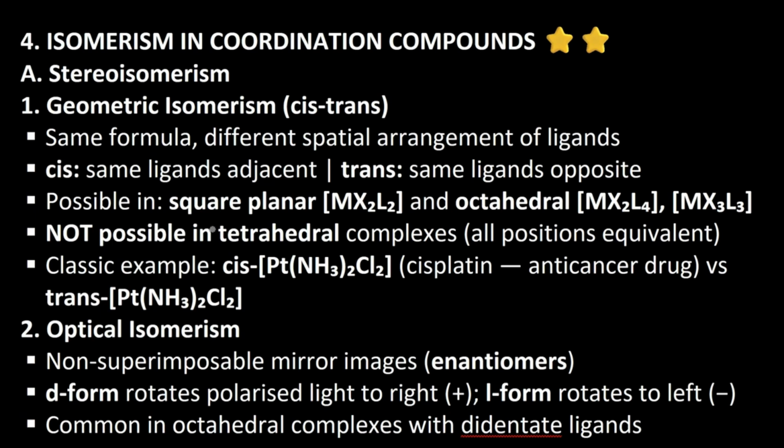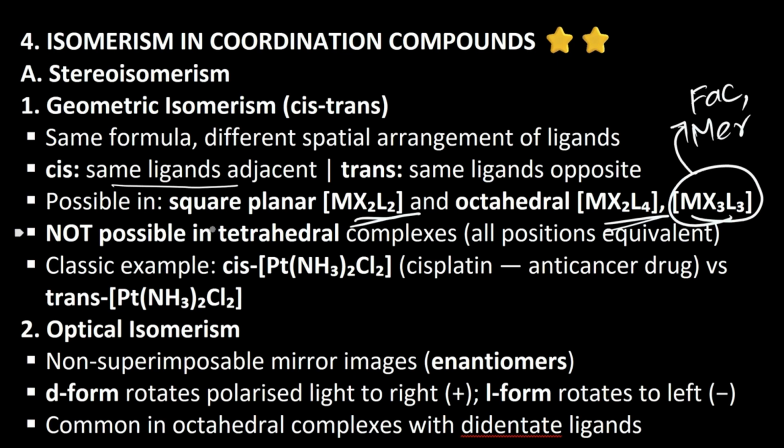Okay, then the isomerism part: geometrical isomerism, cis and trans, and fac and mer. Same formulas. Cis means the same ligands are in adjacent positions. Trans means on opposite positions. It is possible in square planar MA2B2 type, and in octahedral, MX2L4 type and MX3L3 type. So in X3L3 type only, we will get facial and meridional isomerism. It is not possible for tetrahedral complexes. And this important complex, cisplatin, is used as an anti-cancer drug.